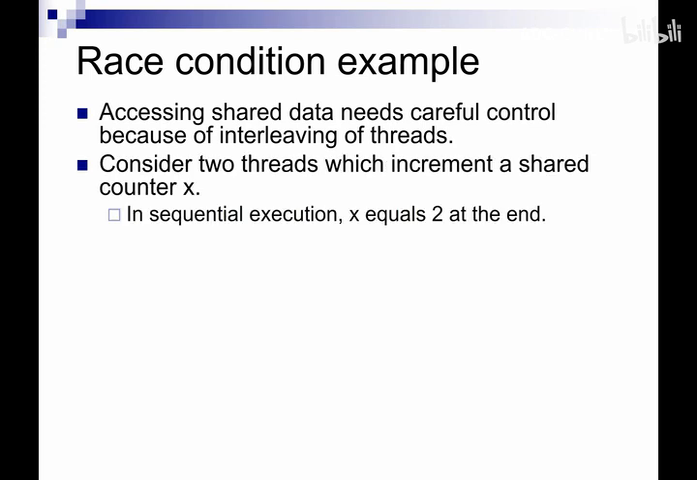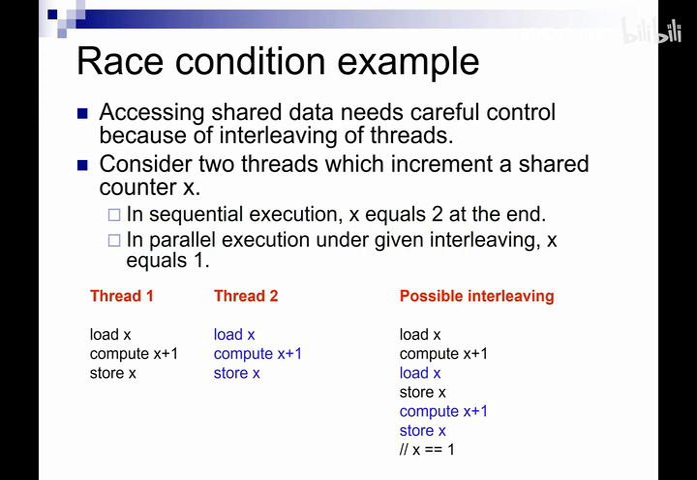So the example we have is, suppose you have two threads which are doing something very simple. They just take a value and then increment it. Both threads are sharing a value x, and they both want to increment the value. For example, if the value starts at 0, then if both threads increment it, x should become 2 at the end. But let's look at what happens if you run these two threads concurrently.